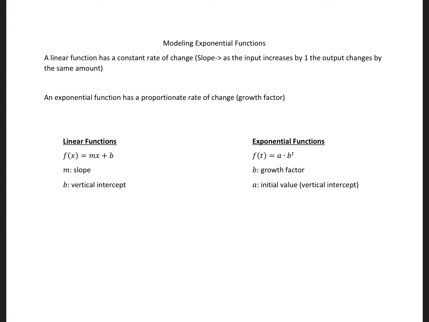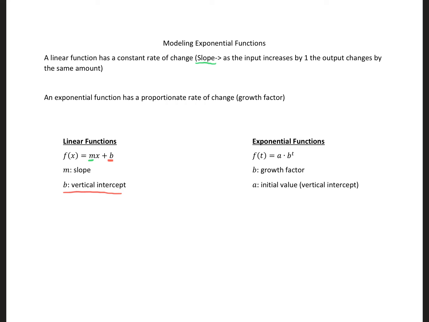So what makes a function linear, as we previously talked about, is a constant rate of change, or that it has a slope. And that just means as the input increases by 1, the output changes by the same amount. And that's just going to be this value in the function, m, for a linear function. Then we had a vertical intercept in a linear function, b. Remember, that vertical intercept is just the output when the input is 0.